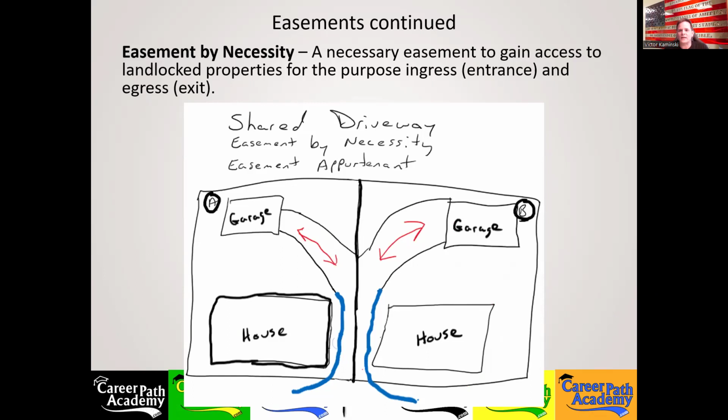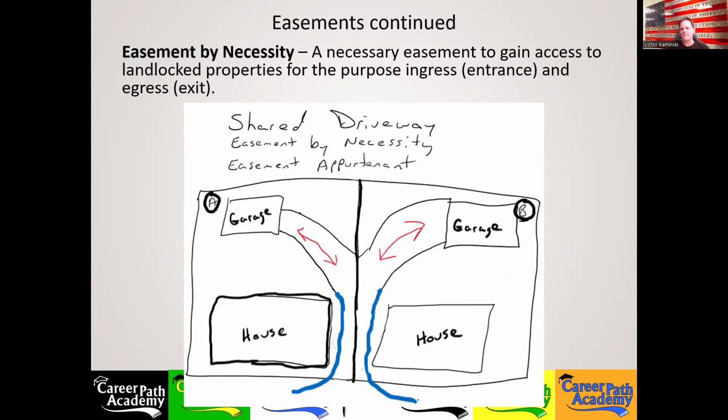Both. Correct. They're both dominant and servient at the same time because they're partially using each other's property. Now, often when you see this, you'll usually see that maybe the driveway is more on one lot than the other. And then you get one of these owners that gets a stick up their butt, with this attitude that it's more on my property, so it's my driveway. I allow you to cross over it. Well, you know what? That's not a good neighbor. Those are people that are going to be feuding constantly when you get a jerk like that.